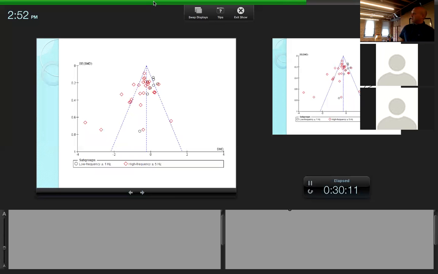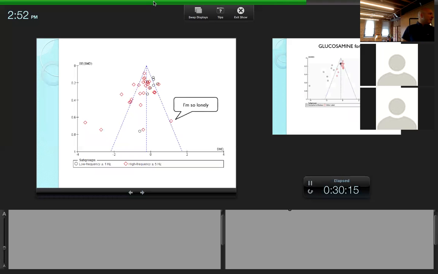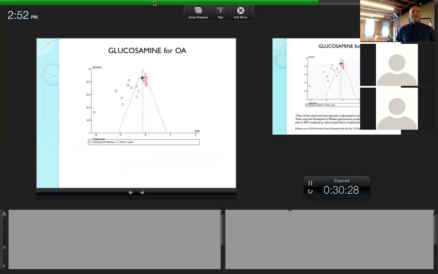But as the studies get smaller and less precise, this poor lonely bugger sits all on his own on the wrong side of the effect size. Now, actually, this isn't statistically significant. And the reason it isn't is because there isn't enough variance in the size of the studies, because all the studies are kind of small. Okay? But here's my favorite funnel plot I think I've ever seen.